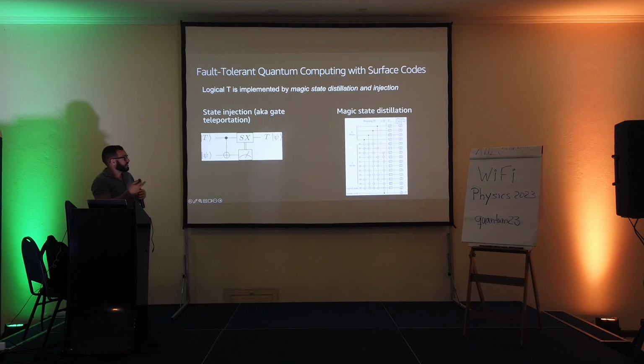So the idea here is that you're in a situation where you can apply CNOTs, you can apply S gates, you can apply X gates, you can measure, but you do not know how to apply this C gate. If someone gives you this magic state C, this protocol allows you to implement the gate C, right?